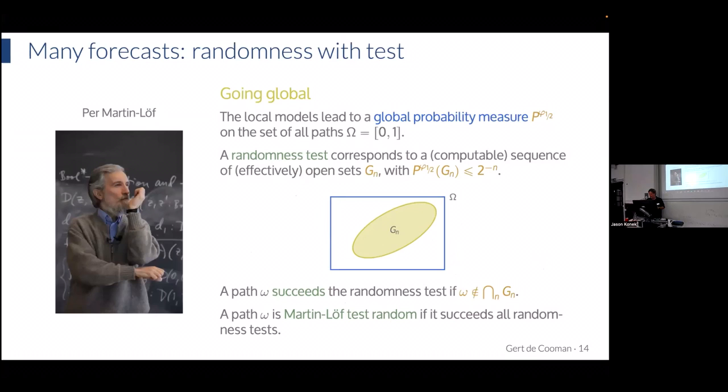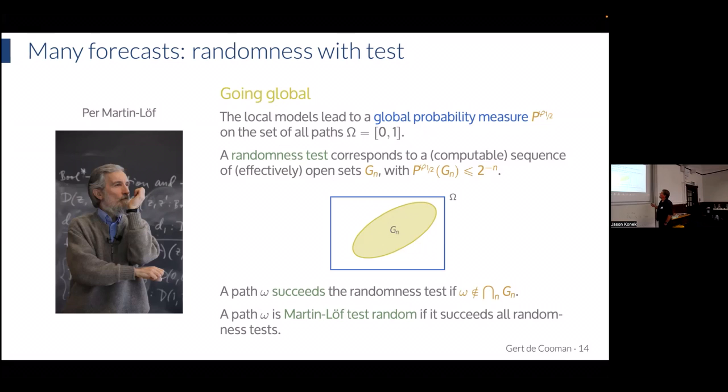That is that P one half. So on all the paths, which is in essence equivalent to zero and one. And then a randomness test. This is what Per Martin-Löf at some point said, this is a way to define the randomness of a sequence. So what are the random sequences that correspond to this probability tree with one half everywhere, this fair coin tree? What are the random sequences? How do we define them?